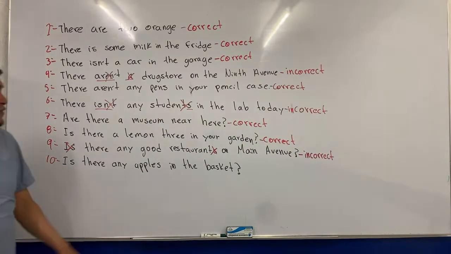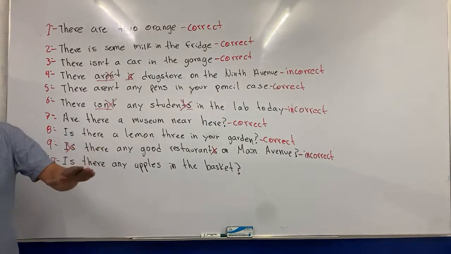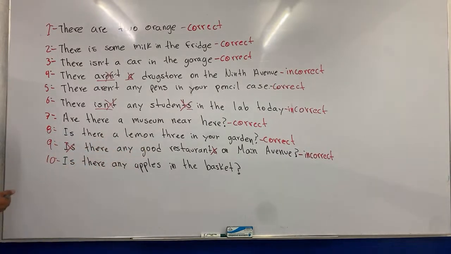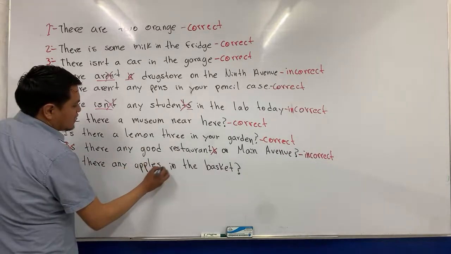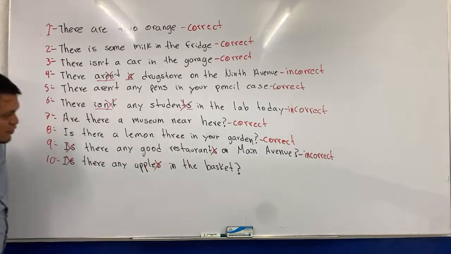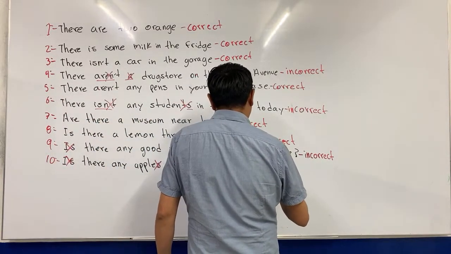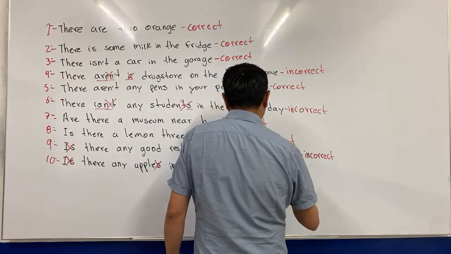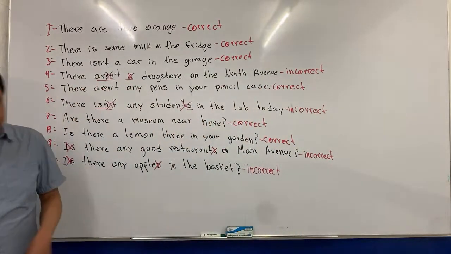And the last, is there any apples in the basket? Is there any apples in the basket? Again, incorrect. This is for singular. In this case, the noun is plural, so it's incorrect. Right?